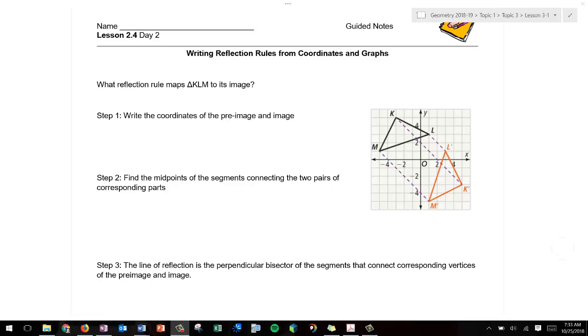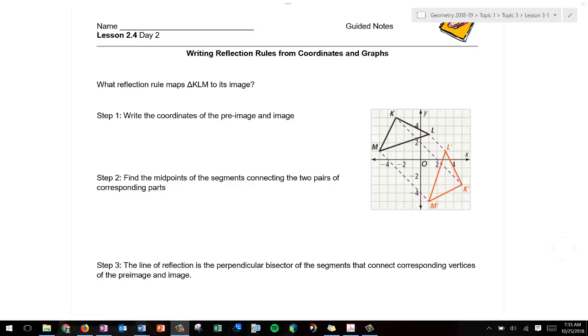Just a quick video here for you to finish up our discussion on reflections. Up until this point, you've seen the reflection rules, where they had that capital R and then gave you your line of reflection. Now we're going to work backwards. They've given us a pre-image in black and an image in red, and we've got to figure out what line of reflection created this image.